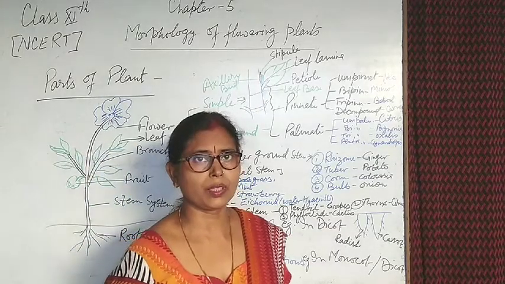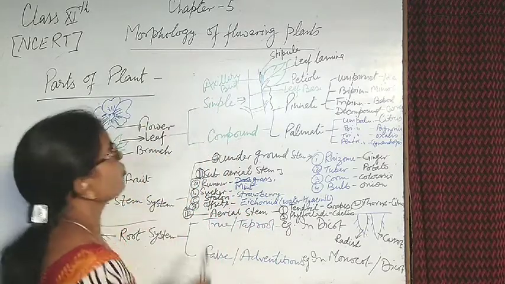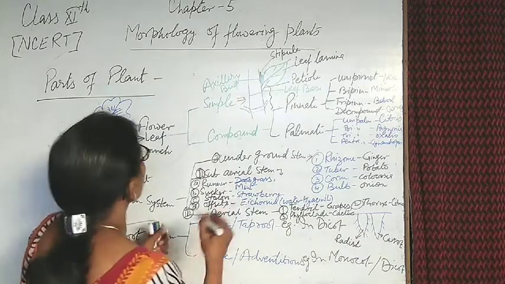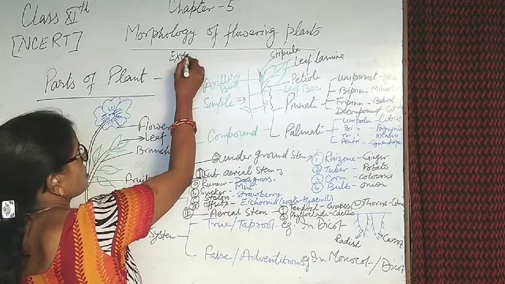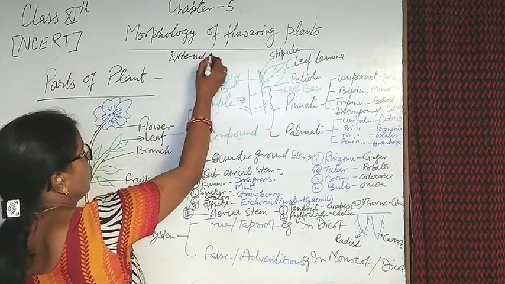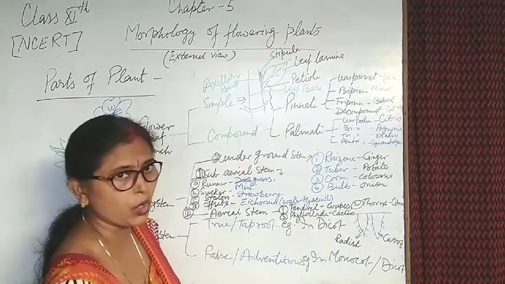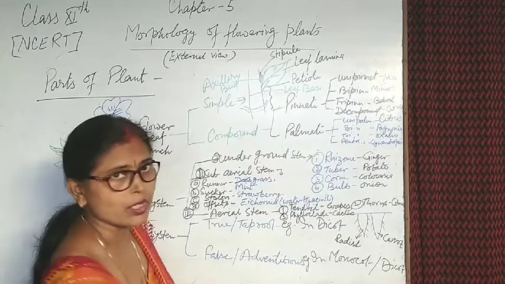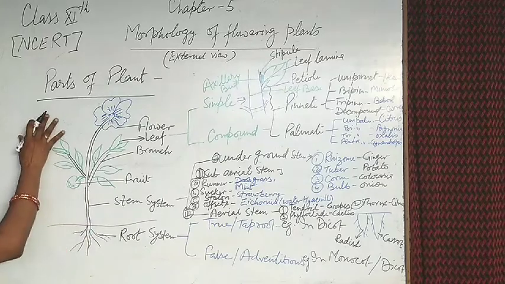This is the new chapter of class 11 NCERT, Morphology of Flowering Plants. Morphology means the external view of a plant. Anatomy means internal view, and morphology is external view. Firstly, parts of plant.